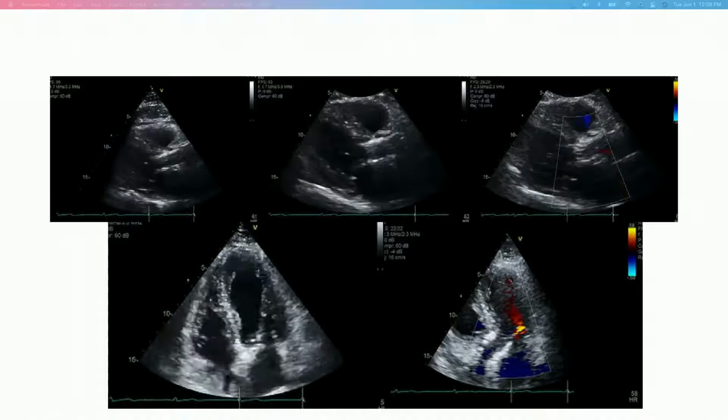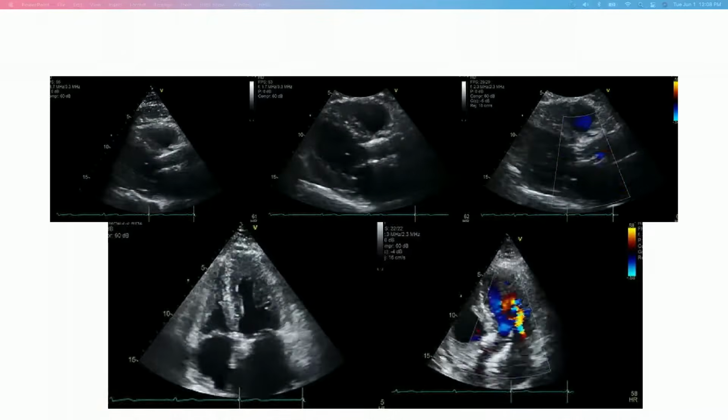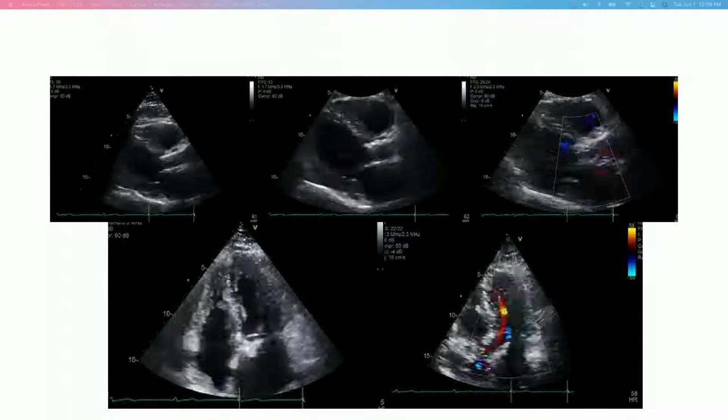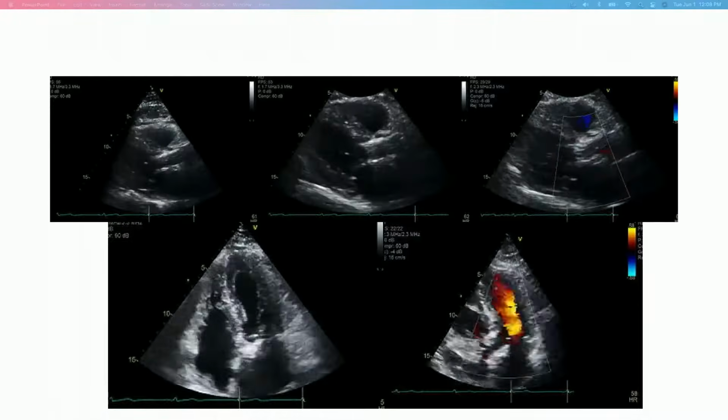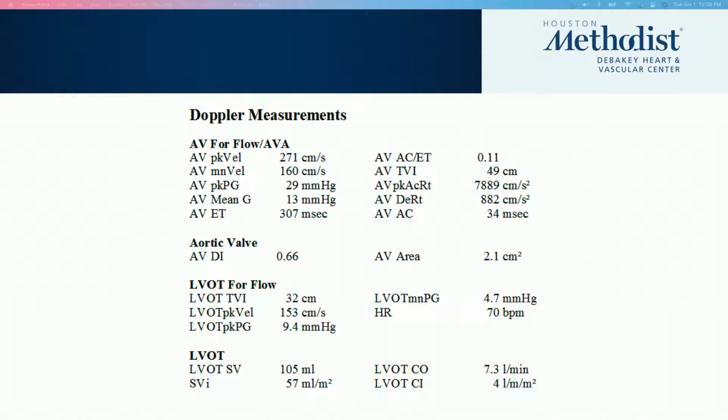This is his echocardiogram: preserved LV and RV systolic function, no abnormal findings, and a normal functioning bioprosthetic valve. The velocity and gradient across the aortic valve again were within normal limits, with no significant change compared to his baseline echocardiograms. Peak velocity is 2.7, aortic mean valve gradient was 13, acceleration time within normal limits, and a DI of 0.66.